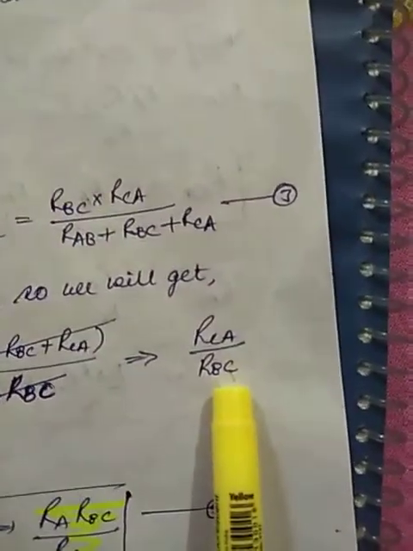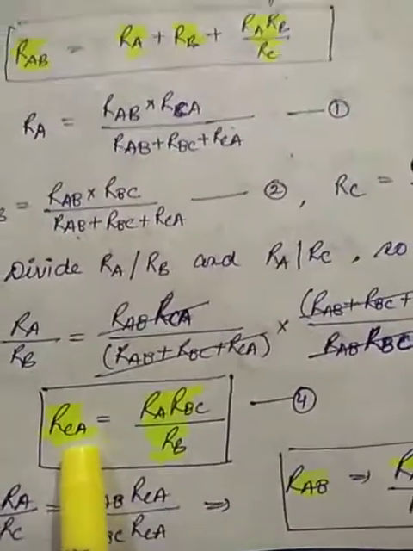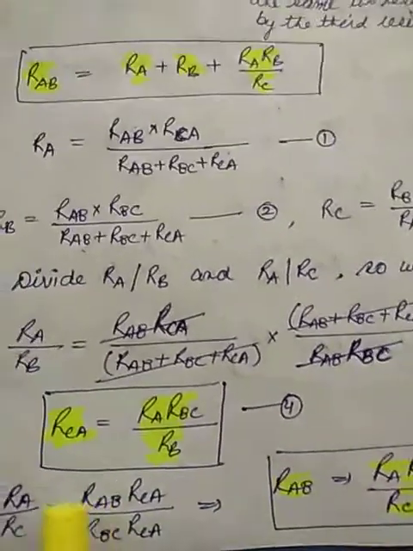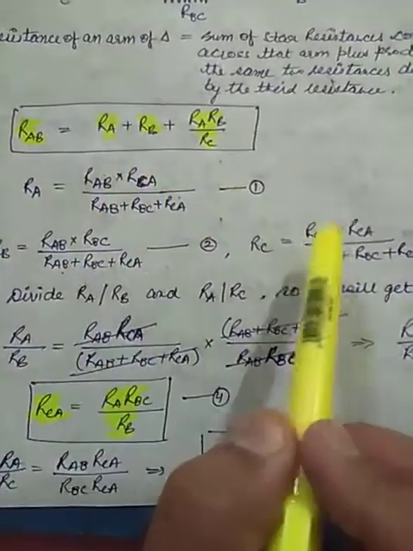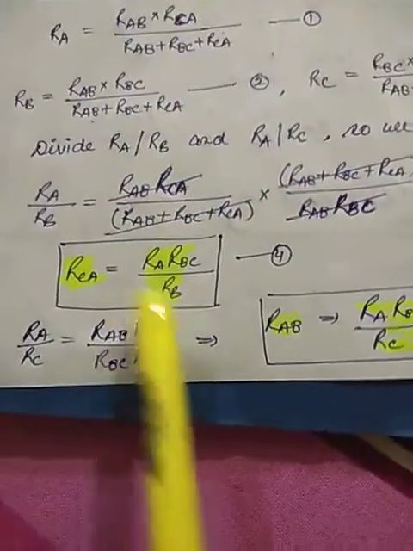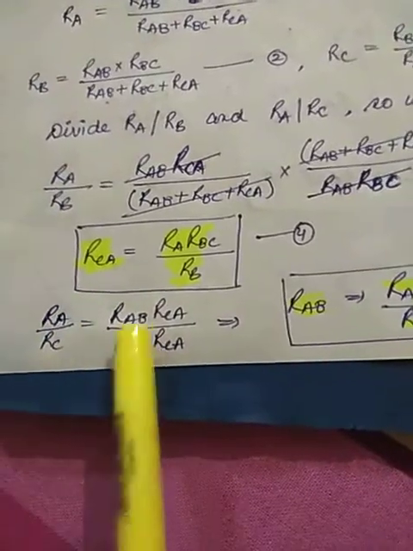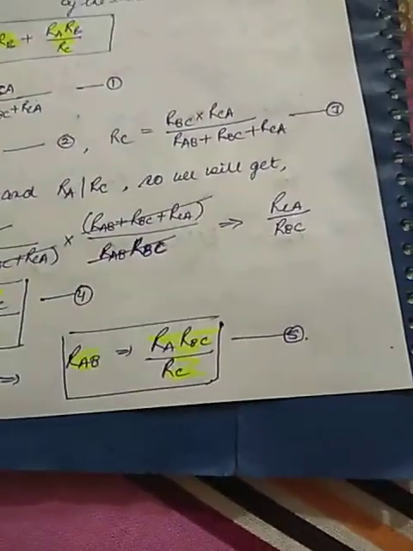So from this equation we will calculate RCA. When we cross multiply, we get RCA equal to RA into RBC divided by RB. Then divide RA by RC, this equation divided by this. We get the same. When we calculate, these two terms are cancelled out. Then we get RA divided by RC is equal to RAB divided by RBC. So from here we get the value of RAB: RAB will be equal to RA into RBC divided by RC.